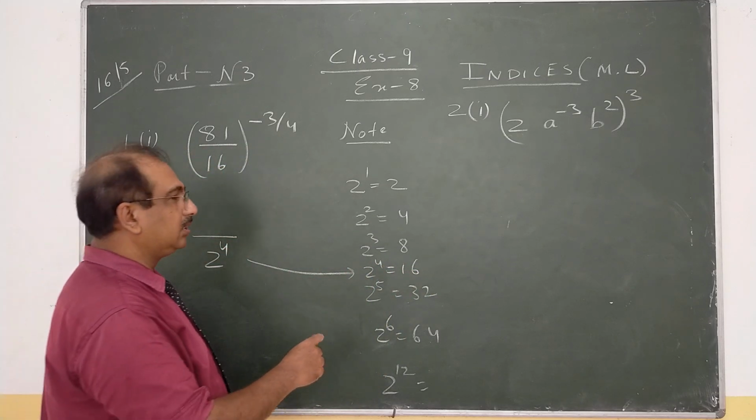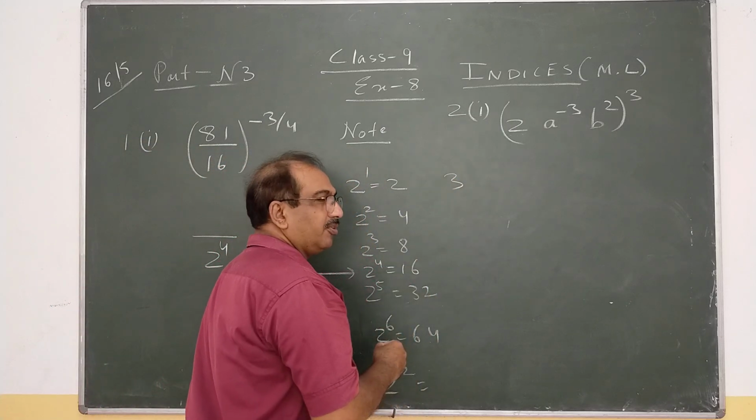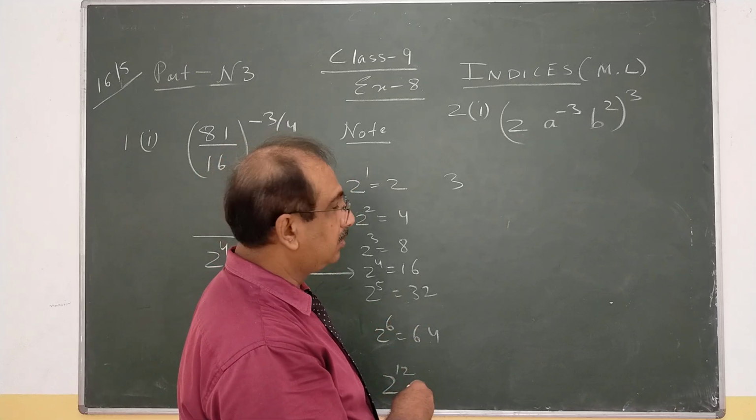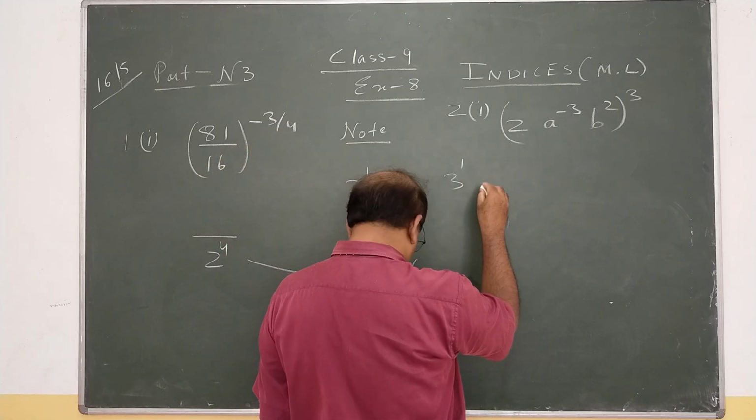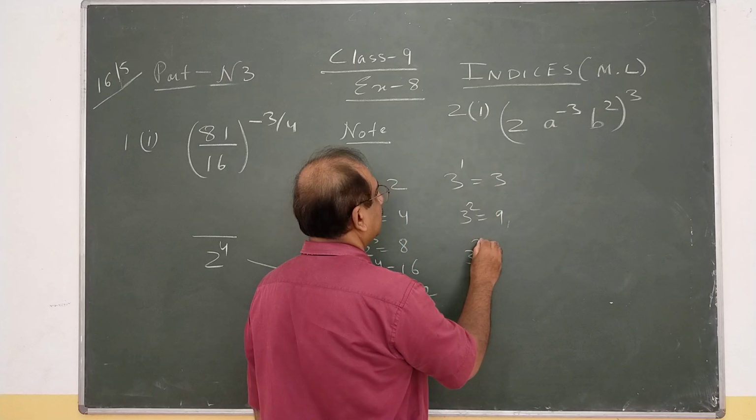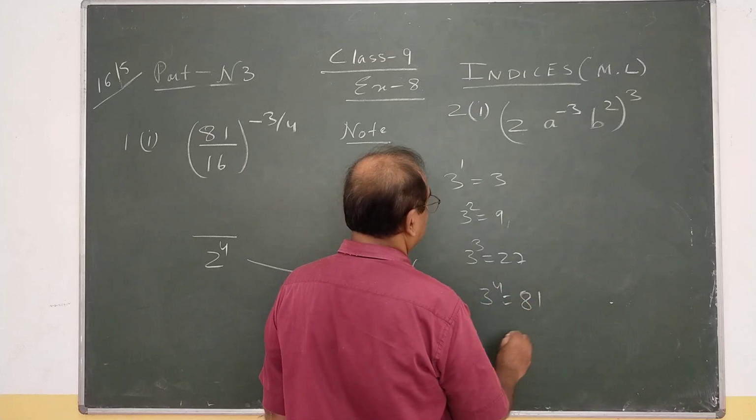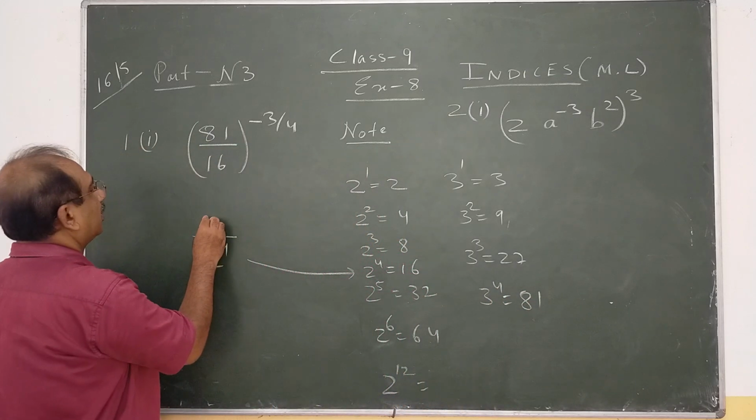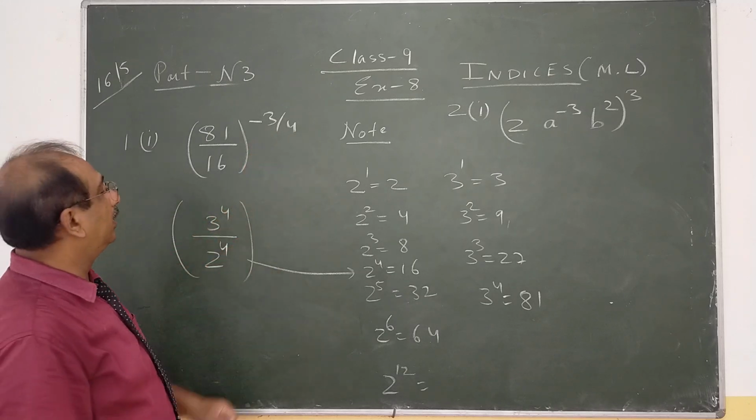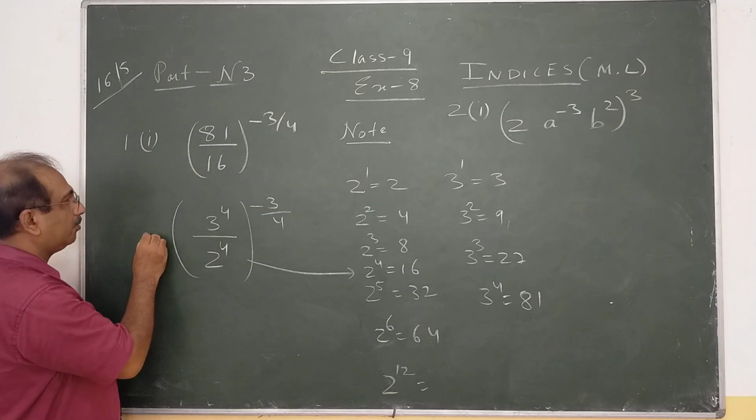Same way here 81, children. This you have to learn. This is very, very important for indices and logarithm also. The next chapter is logarithm. So 3 to the power 1 is 3, 3 square is 9, 3 to the power 3 is 27, 3 to the power 4 is 81. So here we will write 3 to the power 4. You may ask, sir, why? Because here it is minus 1 upon 4. So here we have simply put it in the power.